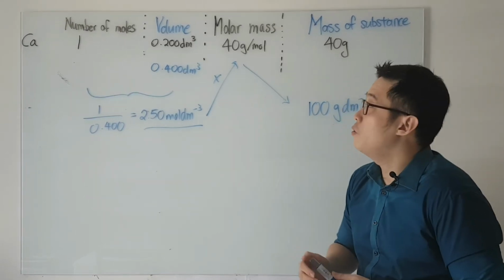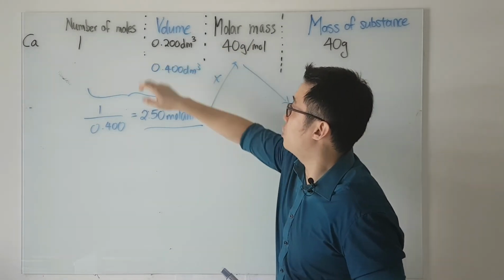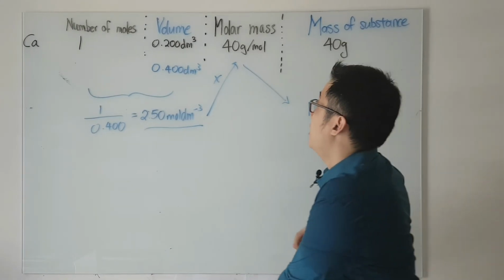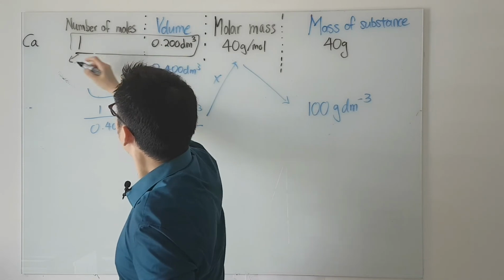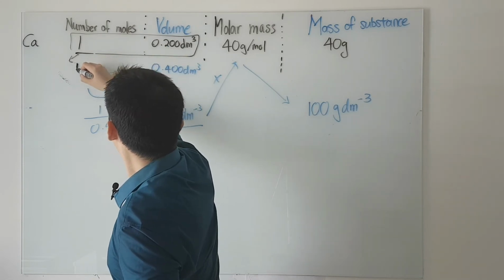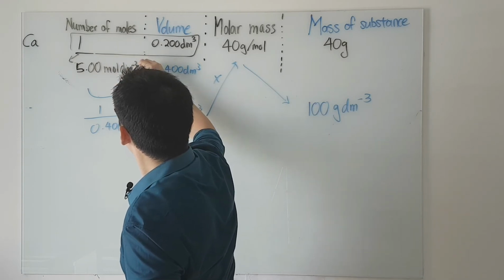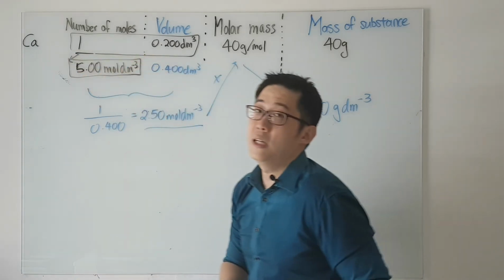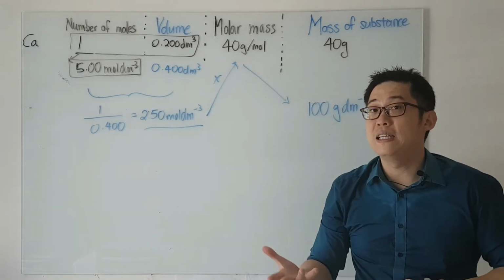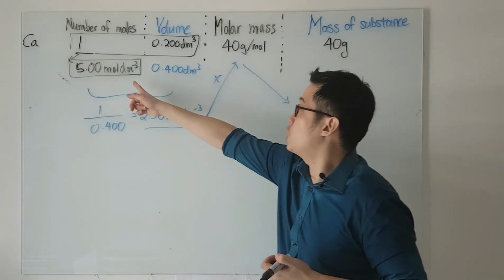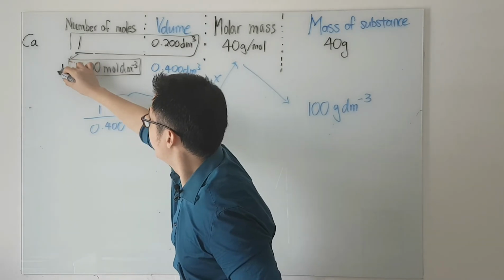Now, students, if you were to recall, just now when I have 0.2 dm cube, the first case, the concentration is actually 5.00 moles per dm cube. So you will see that when I increase the volume of the water, it becomes diluted. So which means the concentration becomes half, as you can see in these two cases here.